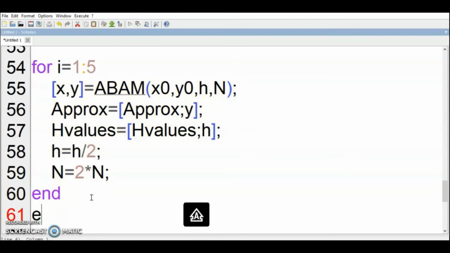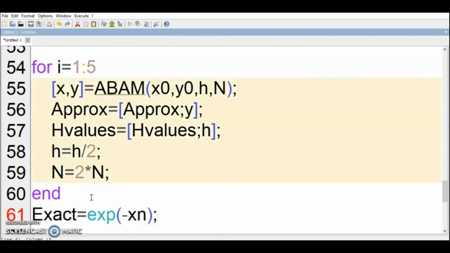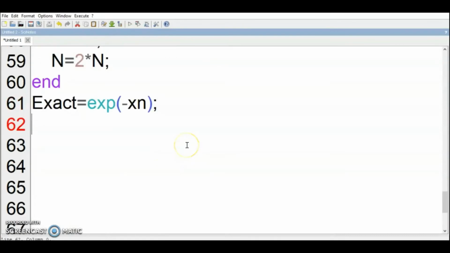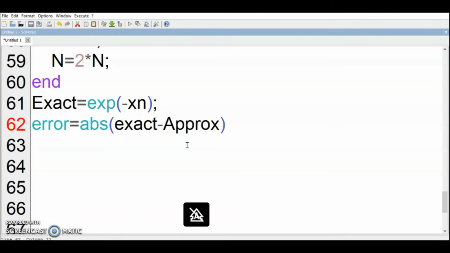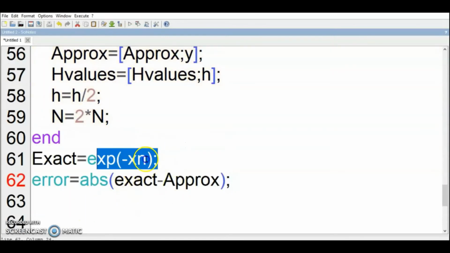We know the exact solution. Z equals exponent negative xn, the last value of xn. Now, error equals absolute value of Z minus approx. You know that Z is just one value, and for the approximation I have a vector. But Scilab should be able to do that with no problem.